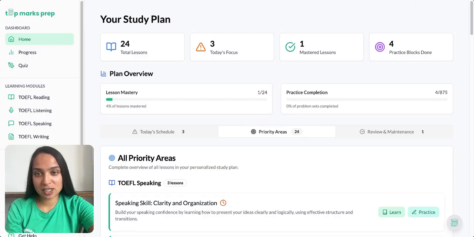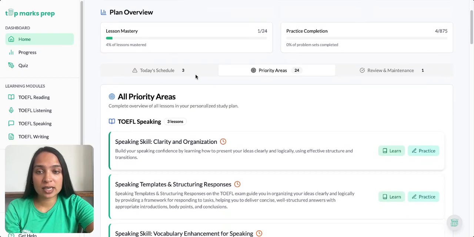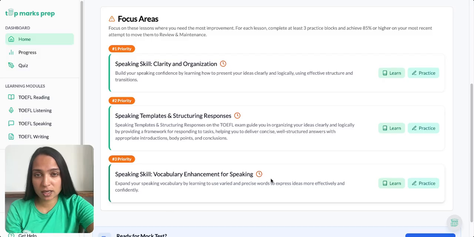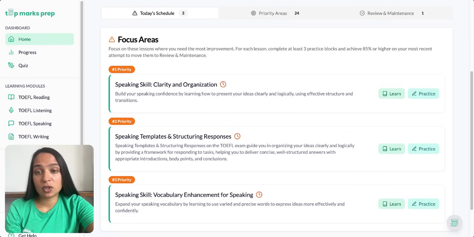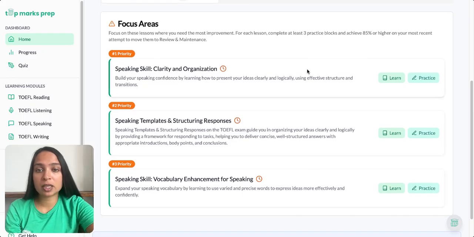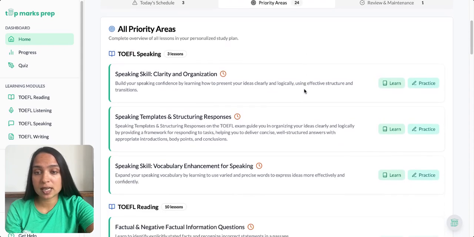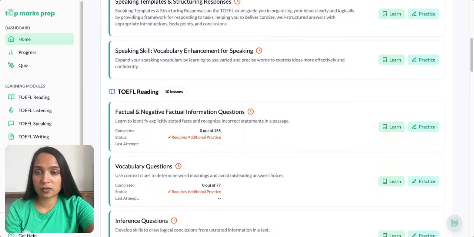So you're going to log into your Top Marks Prep account and you'll see that your homepage is now your study plan. You'll see that we gave you today's schedule, which shows you the three things that we think you should work on based on your diagnostic and your mock exams and your practice questions. And if you'd like to do these top priorities, you can do them. If not, you can go to your other priority areas and pick from one of these.